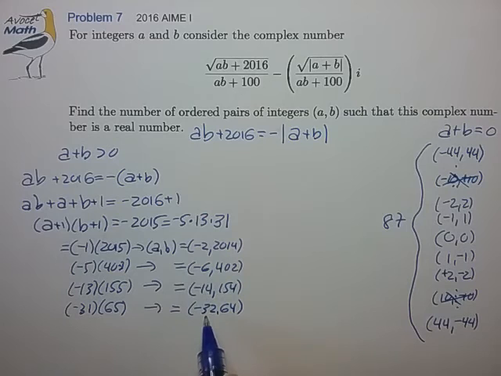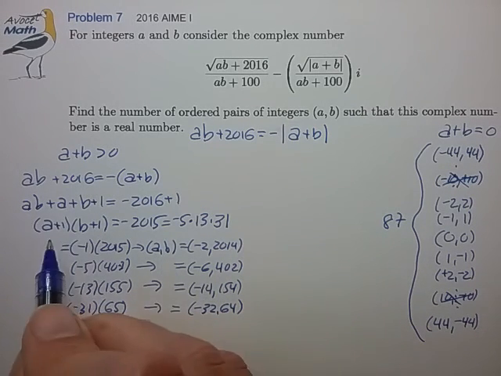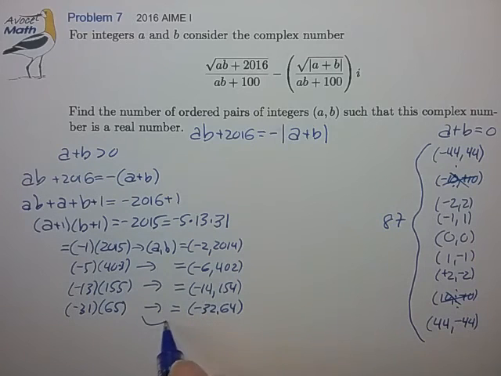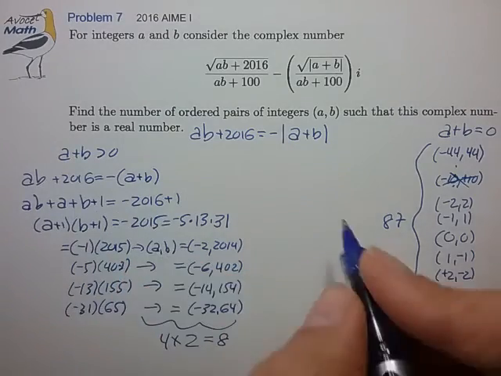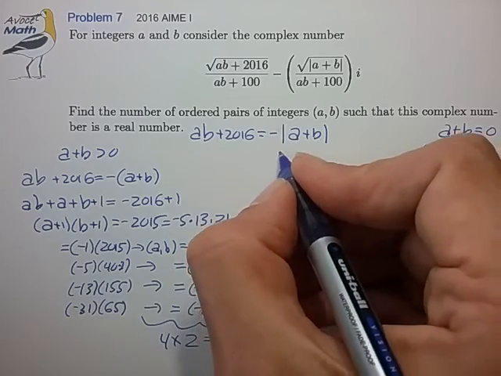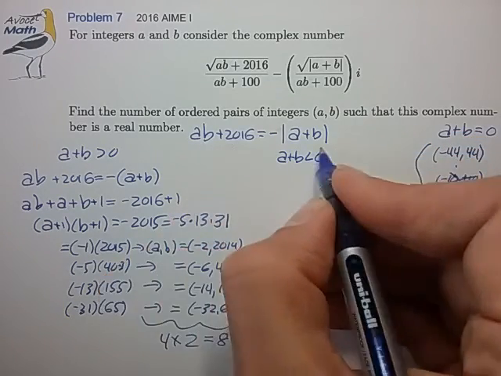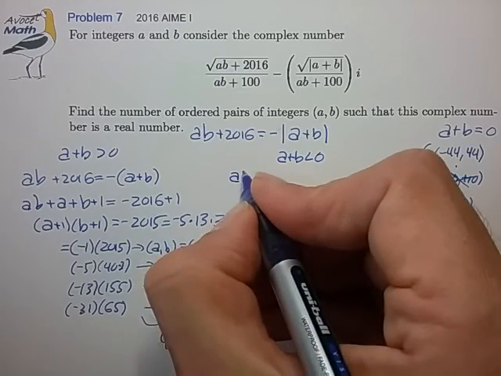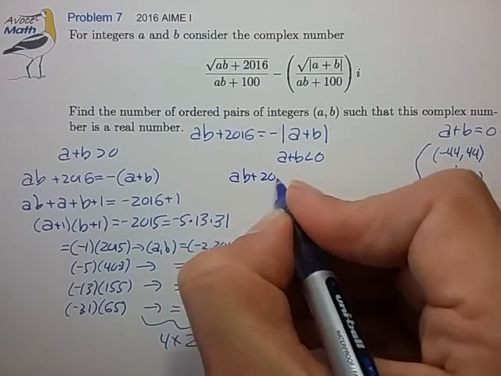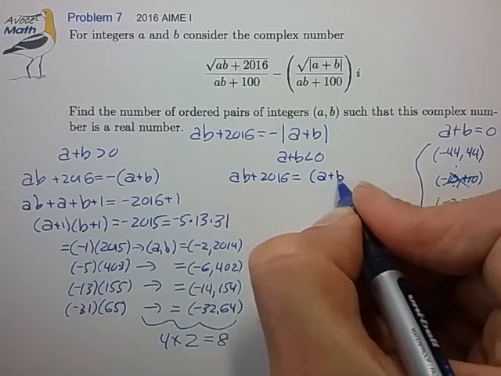So it looks like we have 4 solutions, and we can also interchange a for b given the symmetry here. So what we have here is actually 4 times 2 solutions, for 8 in total. Now we have to also consider the case where a plus b is less than 0. And now we can write this absolute value expression as ab plus 2016 is equal to positive a plus b.